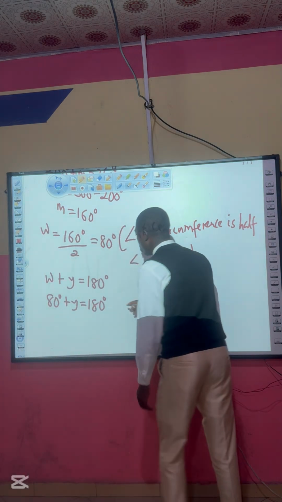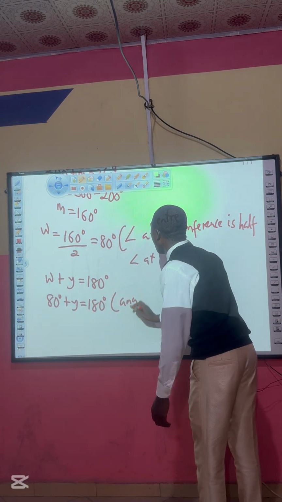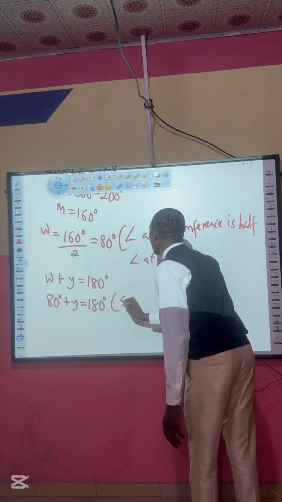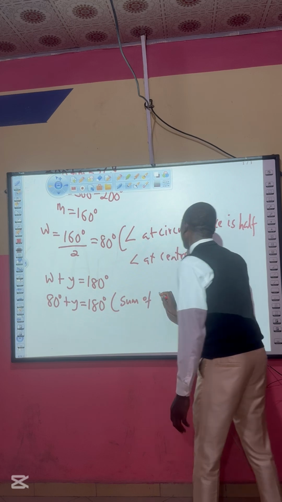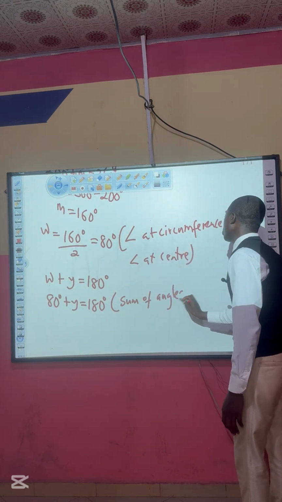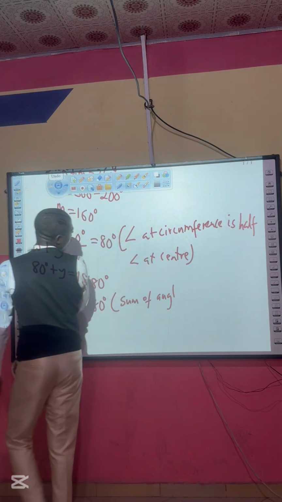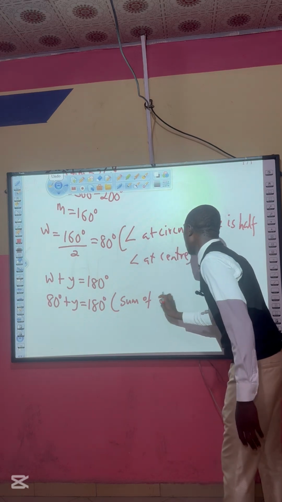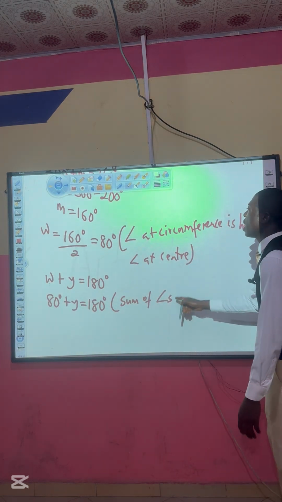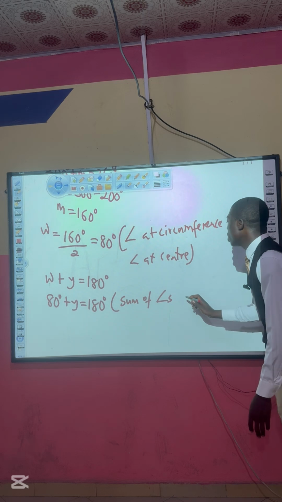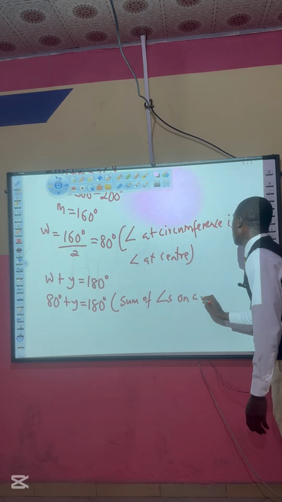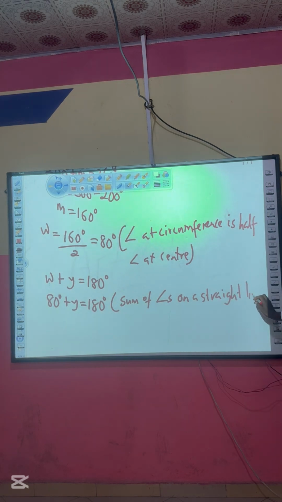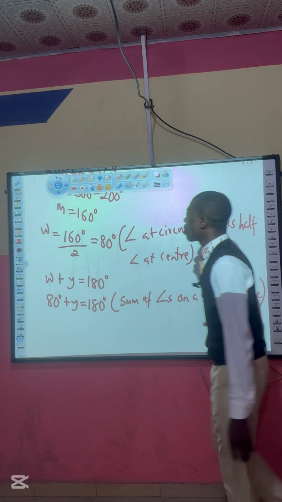What's the reason for this action? We say sum of angles on a straight line. Let me teach you how to write symbolically. So instead of writing angles, let me just write like this: sum of angles, this sign, angle, with this small x, angles, on a straight line. So the sum of angles on a straight line adds up to give you 180.